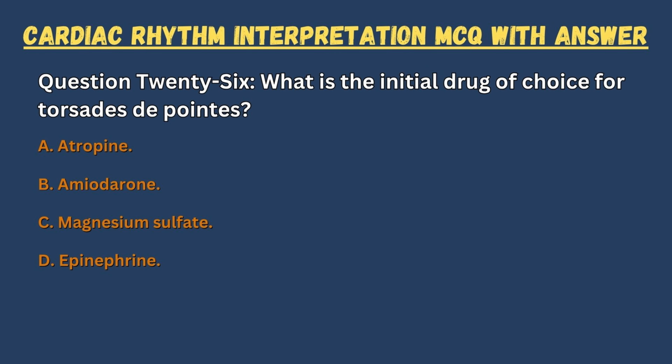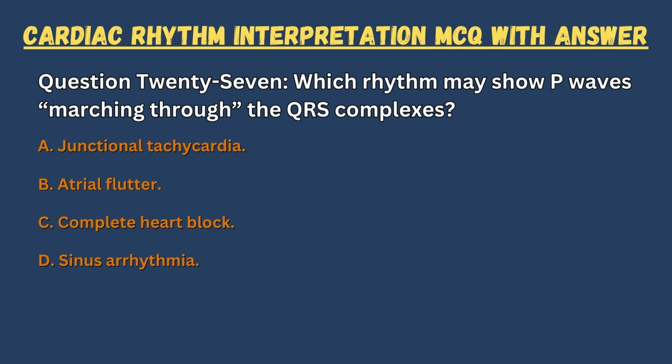Question 26. What is the initial drug of choice for torsades de pointes? A. Atropine. B. Amiodarone. C. Magnesium sulfate. D. Epinephrine. Answer: C. Magnesium sulfate.